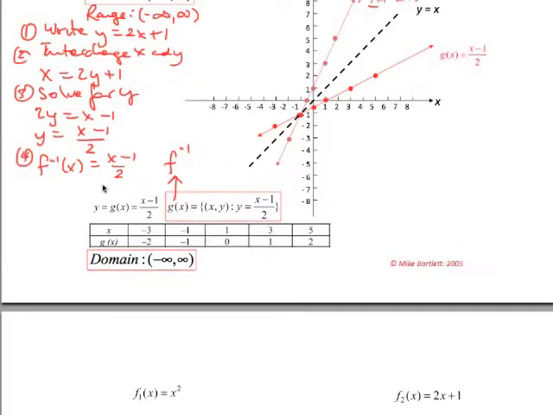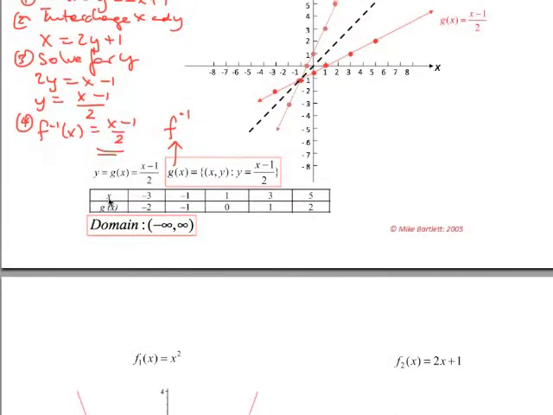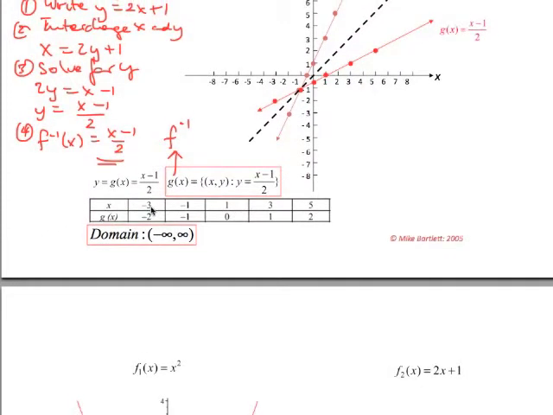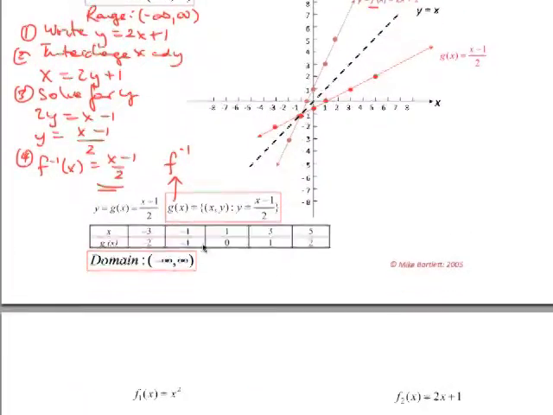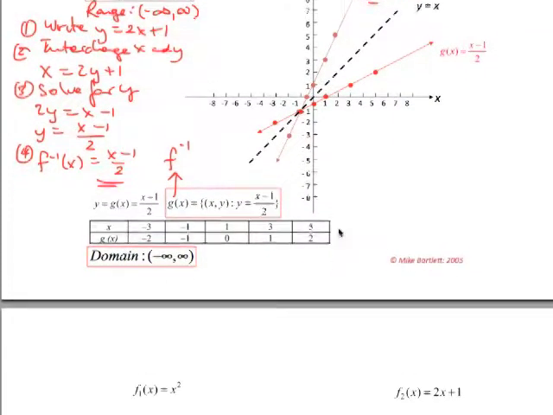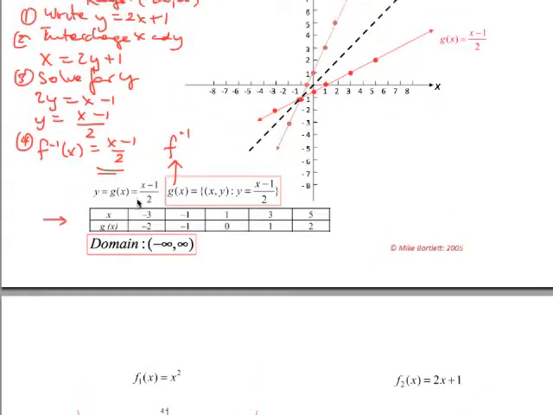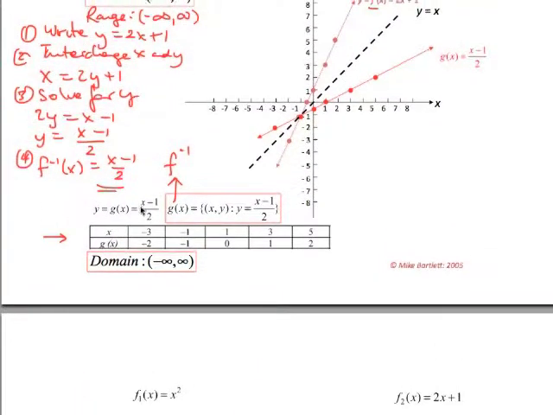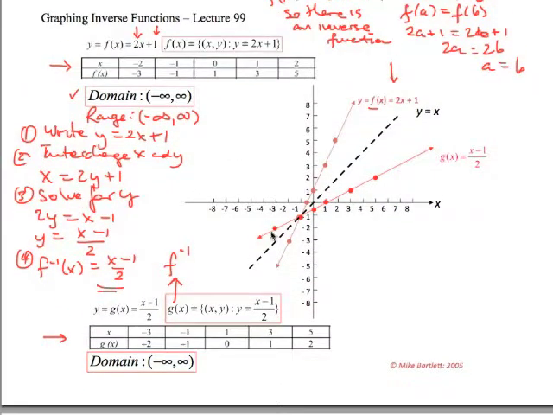Now if we put in values of x into our inverse function, for example -3, we get -2. If I put -1 in here, I get -1. If I put 1 in here, I get 0. If I put 3 in here, I get 1. If I put 5 in here, I get 2. So we end up with this table. And this is actually a line, of course, with a slope of 1/2 and a y-intercept of -1/2, and that's this red one here.